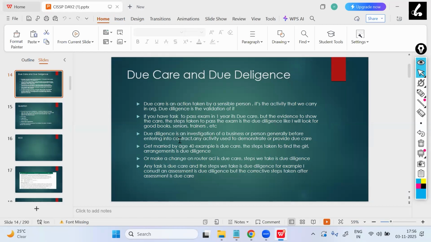I have some examples. Let's suppose the goal is to get married by age 40. That goal is the due care. Now what all steps you do and what was the final outcome for that goal to happen is the due diligence. Is it like a pre-step or steps prior to taking an action? Yeah, exactly. Any investigation, any validation, any assessment equals due diligence.